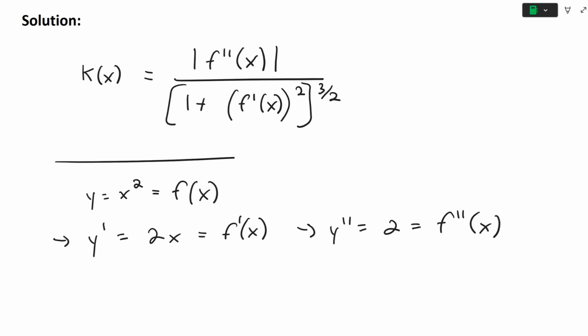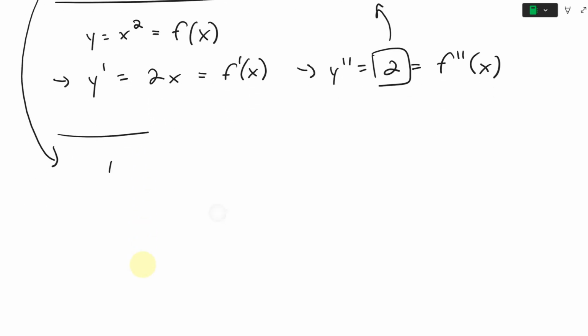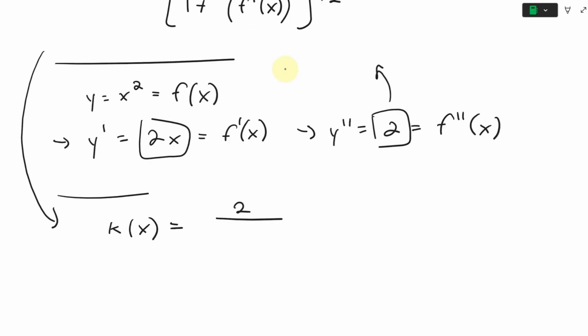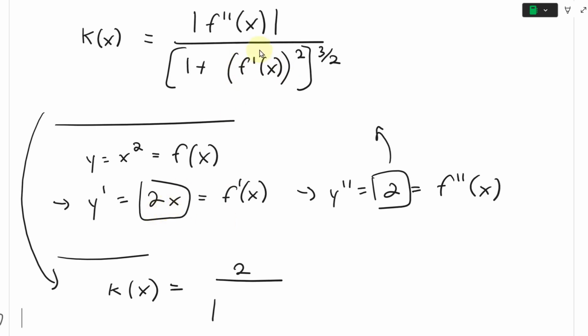Again, same thing, just throw that in there, and then what we end up having is, this is our kappa of x is equal to, well, 2 divided by, so the absolute value of f double prime of x is just 2. There, and then divided by 1 plus f prime of x, that's this part right here, and then squared. So that's going to be like this. I'll just save time, this is 2x, replace that over there.